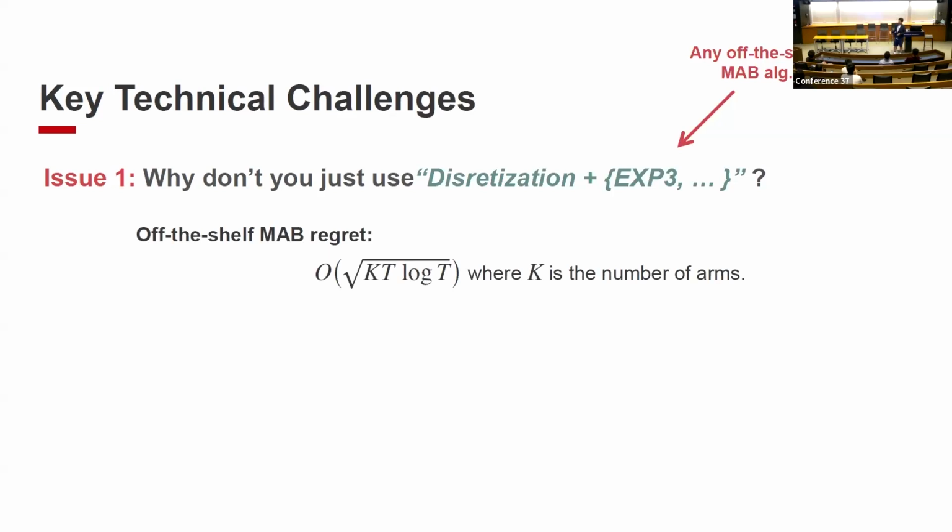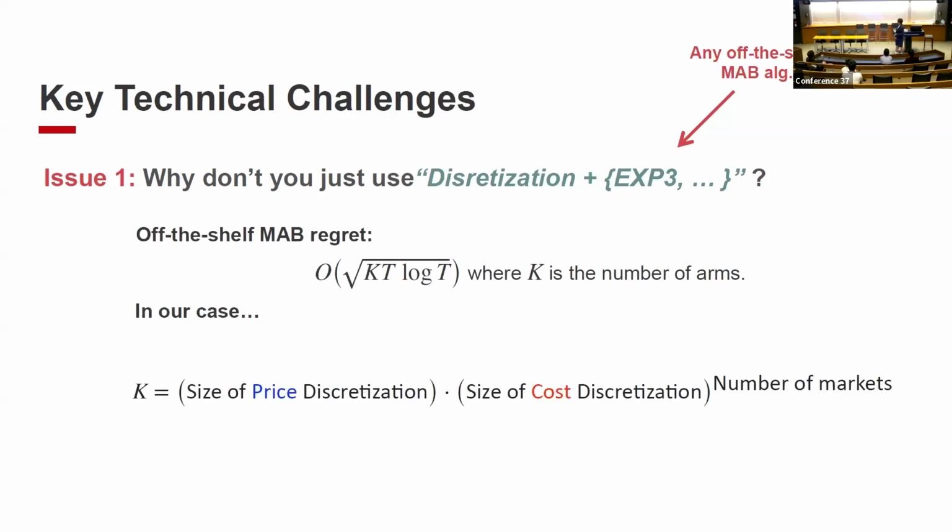But if you use any off-the-shelf multi-armed bandit algorithm, then you will get a regret which depends on the square root of KT, where K is the number of arms, or in our case, the number of discretizations. So in our case, let's compute K: it will be the size of the price discretization times the size of the cost discretization to the power of the number of markets. You can optimize the size of discretization to make it sublinear, but the exponent will depend on the number of markets, which is far from optimal and very inefficient. This is because the number of markets sits in the exponent.